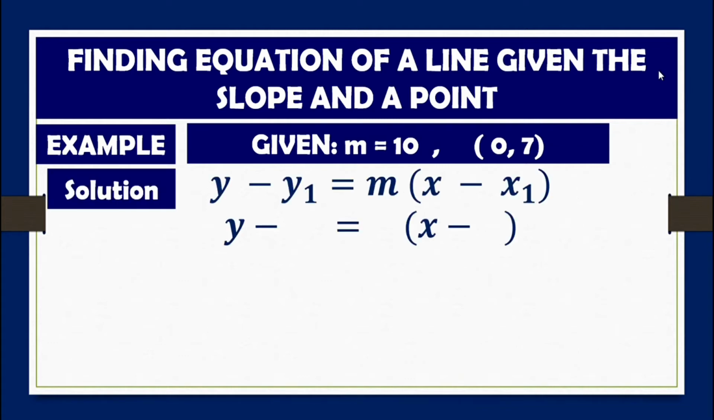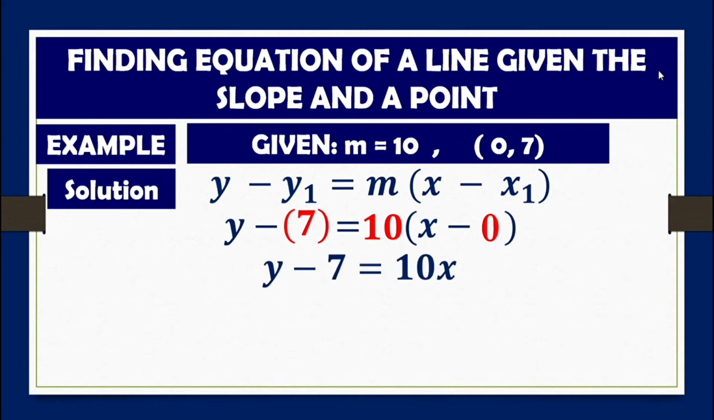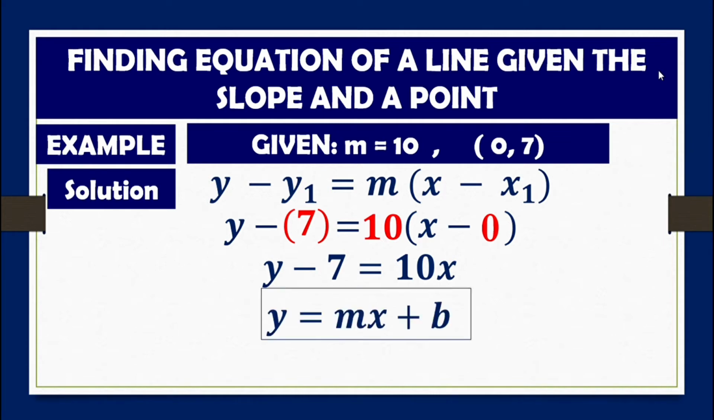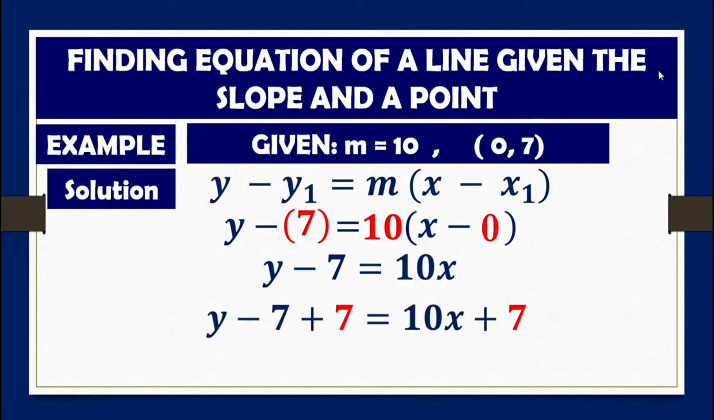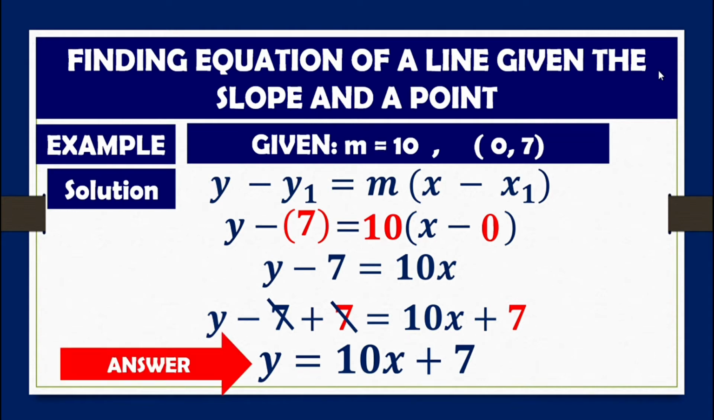Substitute our y sub 1, which is 7, our slope, which is 10, and our x sub 1, which is 0. Again, simplify our equation, so we will have y minus 7 is equal to 10x. So make sure that we write our answer in slope-intercept form, and that is y equals mx plus b. To do this, utilize the addition property of equality as we add both sides by 7, eliminating 7 on the left side. So the final result is y equals 10x plus 7. And this is considered as our answer.